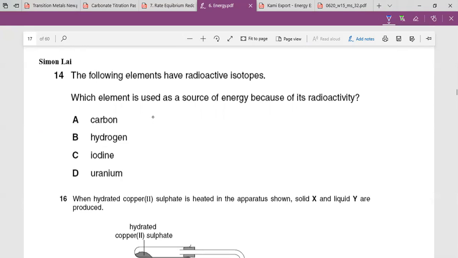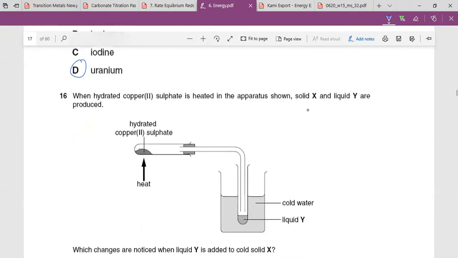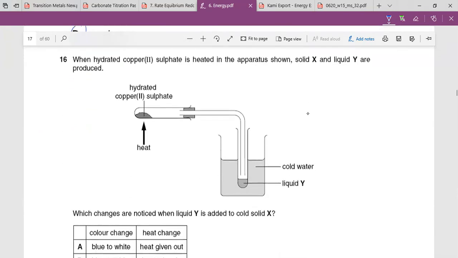Okay, this is quite simple. The following elements have radioactive isotopes. Which element is used? They all have radioactive isotopes. Okay, which element is used as energy source? Of course, uranium. Okay, so here again, this simple thing always comes out.